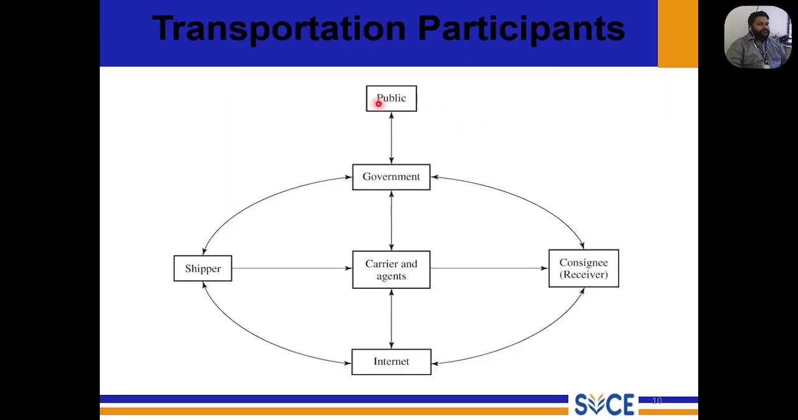So who are the transportation participants over here? When you talk about transportation participants, the public is one of the major parameters, followed by the carriers and agents, which are then interlinked to the internet, shippers, government, and the receiver. All these are the transportation participants.